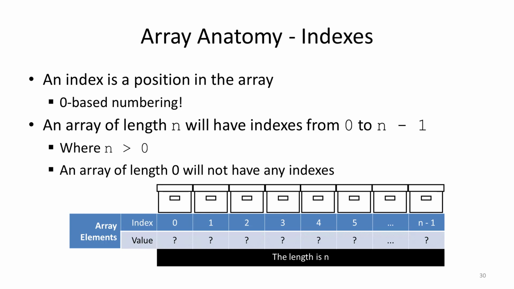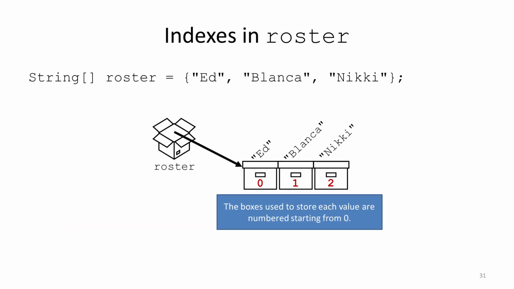So each of those boxes that contain the array data are numbered starting from 0, and each of those boxes are an element. In our roster example, we can say the 0th element contains the value Ed, the first element contains Blanca, and the second element contains Nikki. Another way you can say it is the value stored at index 0 is Ed, the value stored at index 1 is Blanca, the value stored at index 2 is Nikki. There are 3 values, so we have indexes 0, 1, 2.